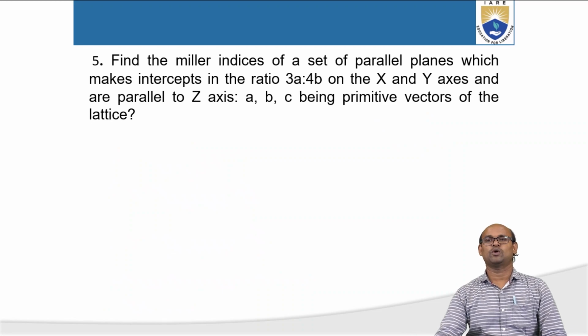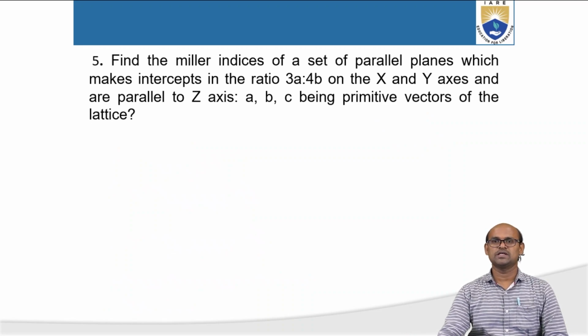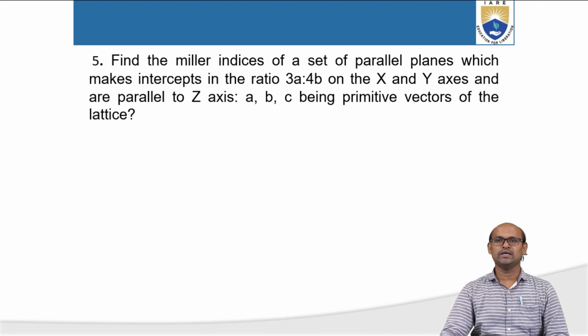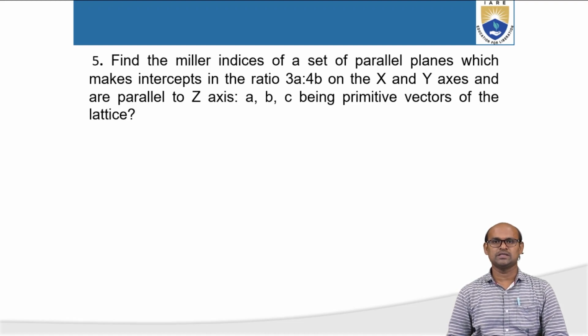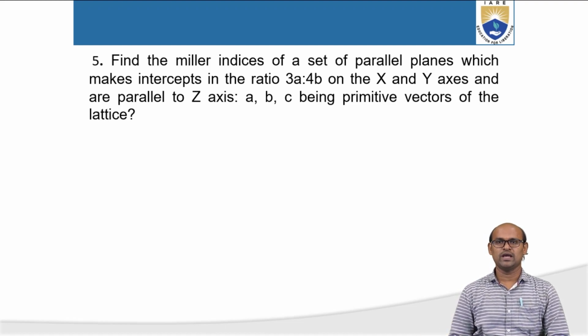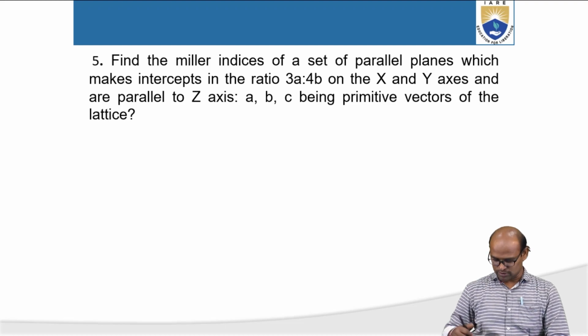The fifth problem: find the Miller indices of a set of parallel planes which makes intercepts in the ratio 3a:4b on the x and y axes and are parallel to the z axis, a, b, c being primitive vectors of the lattice. So we have to find the Miller indices of a set of parallel planes with intercepts in the ratio 3a:4b, parallel to the z axis.